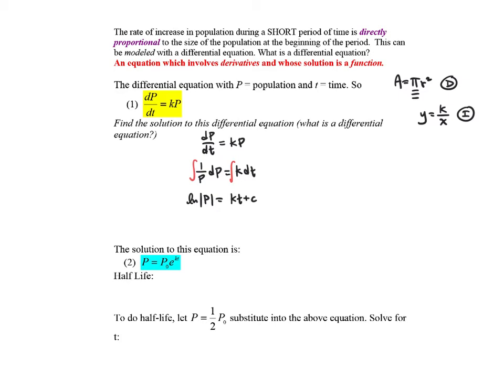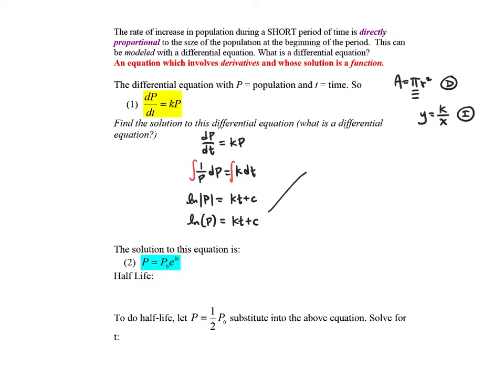Okay, now since population is always positive and non-zero, right, then we can really just refer to this as the natural log of P and don't have to worry about the absolute values. Now, there are cases where we do worry about the absolute value. We'll see that in the homework, and we can talk about that later. Okay, so the natural log of P is equal to kt plus C.